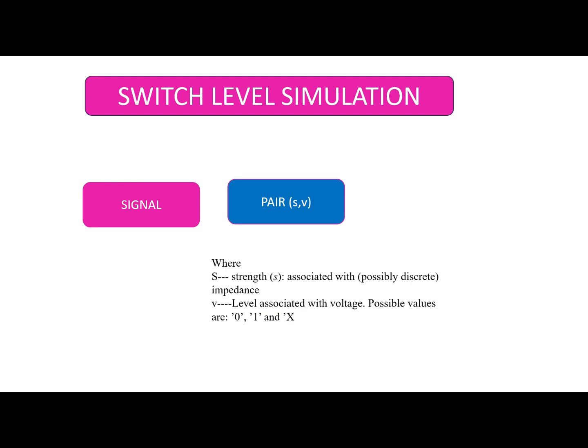Every signal has a pair associated with it. The parameters in the pair are the strength and the level. The strength is directly related to the impedance, and the level is associated with the voltage. The possible values of the voltages are 0, 1 and X.